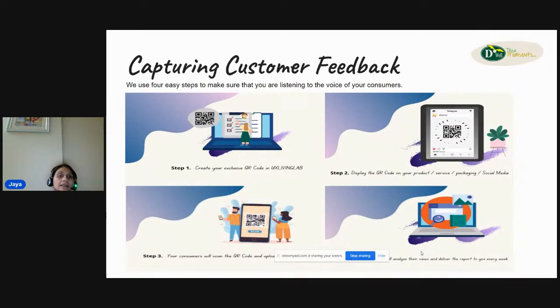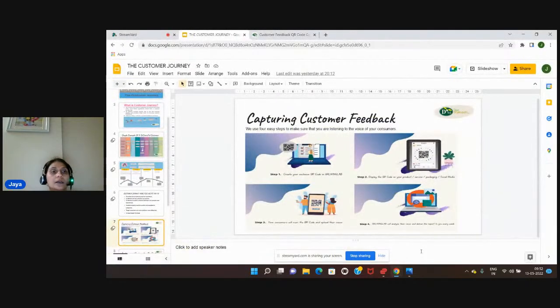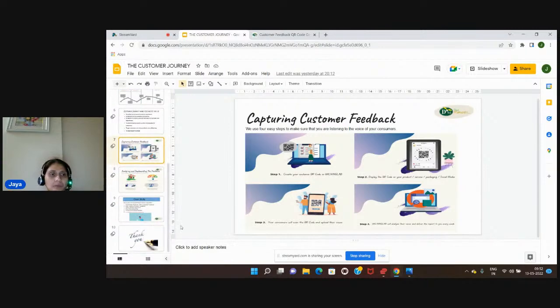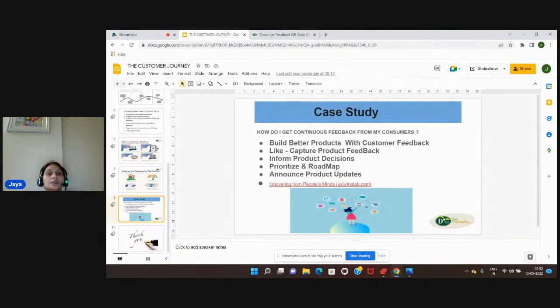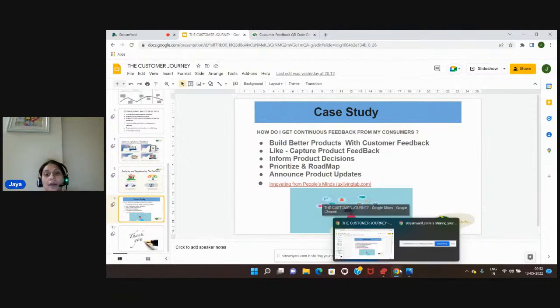My second slide comprises how we get customer feedback. So this is the first point when we are talking about customer feedback. There are four easy steps. I should start with the case study which I'm talking about, and then I'll come to this part, because the case study which I'm presenting right now is an electric toothbrush. I think you have already heard about the electric toothbrush, I suppose.